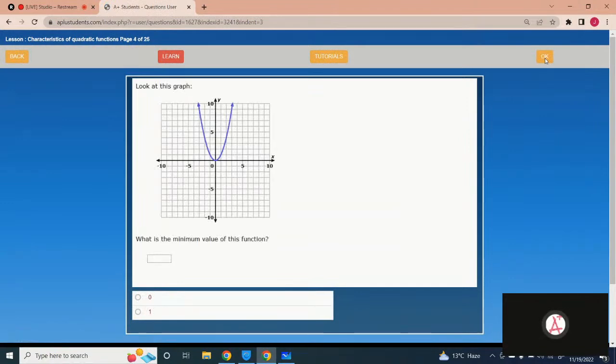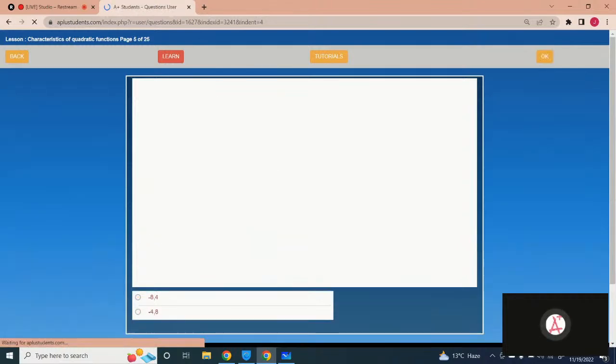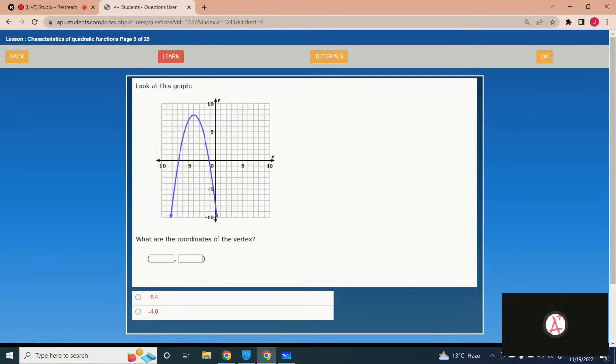Okay, look at the graph. What is the minimum value of the function? The minimum value of the function is 0. Got it? Because the graph opens upwards, but the minimum value is 0. Very good.